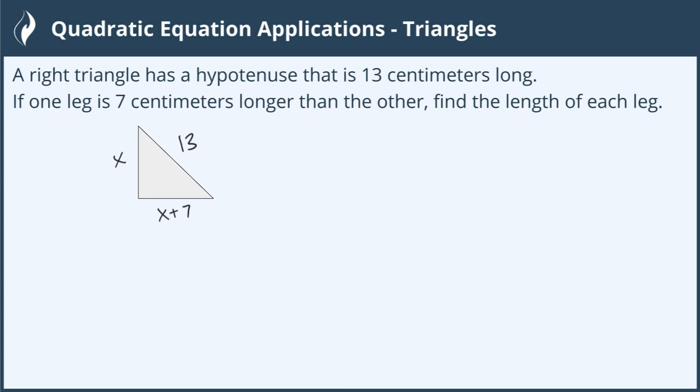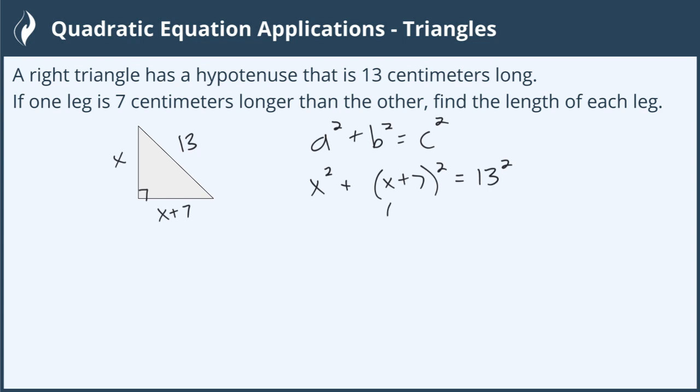And so what we need to do now is use the Pythagorean theorem that says a squared plus b squared equals c squared, where a and b are legs and c is the hypotenuse. So we would say x squared, take x as one of our legs, plus x plus 7 squared is equal to 13 squared. And now we need to simplify and solve this quadratic equation.